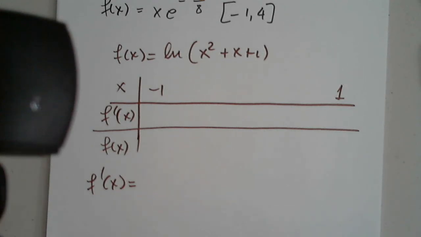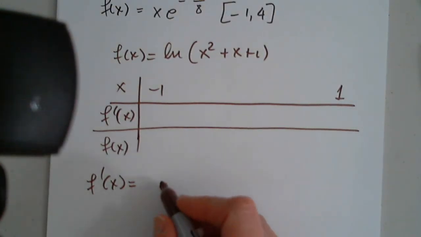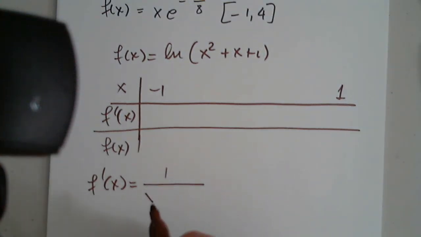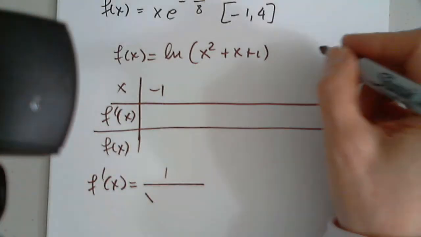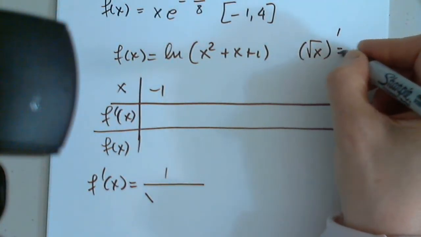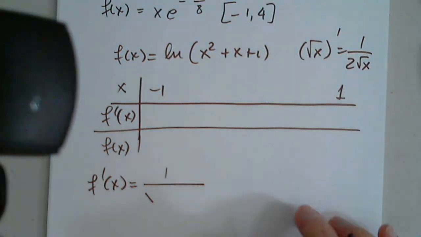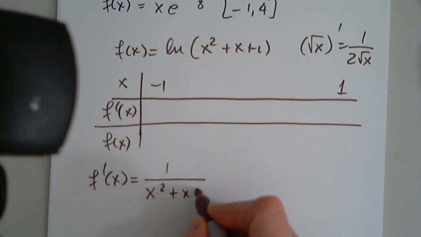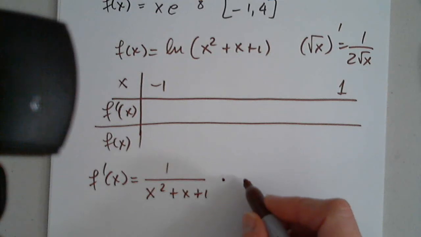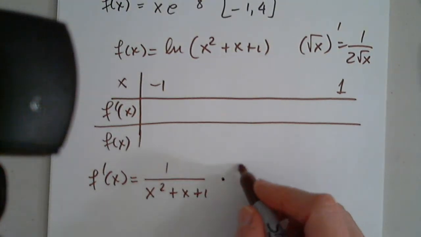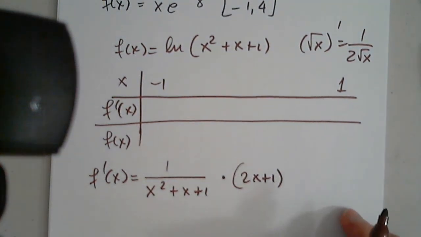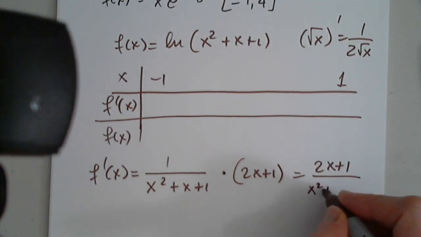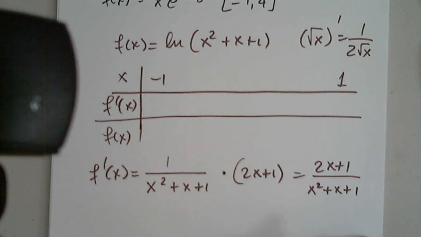Anyone? Yes, I'm ready. Natural log is 1 over, is it 2? No, just 1 over the square root. That's the square root. Okay. The square root prime is 1 over 2 the square root of x. Okay, then this one's just 1 over x squared plus x plus 1, then times 2x plus 1? Multiply. Yes, 2x plus 1 indeed. Very good. So this is basically 2x plus 1 over x squared plus x plus 1.